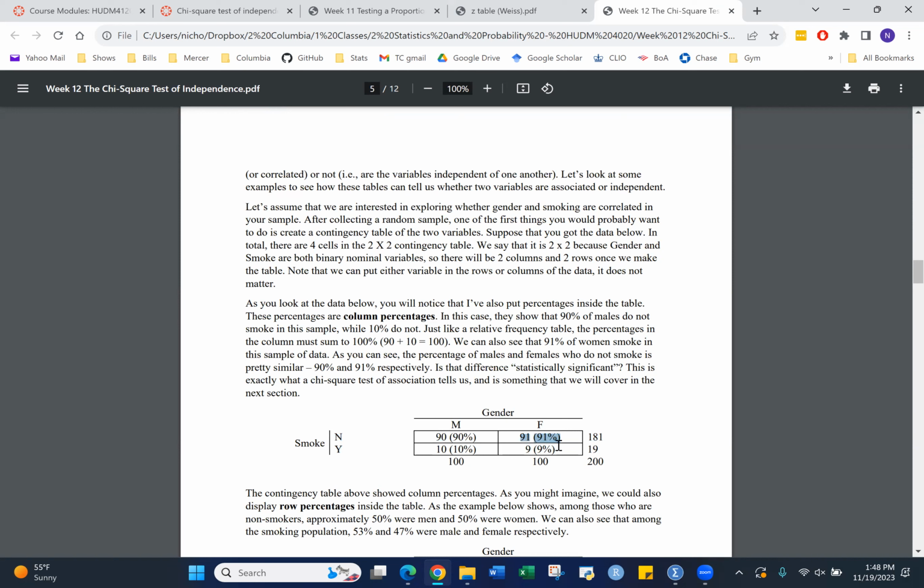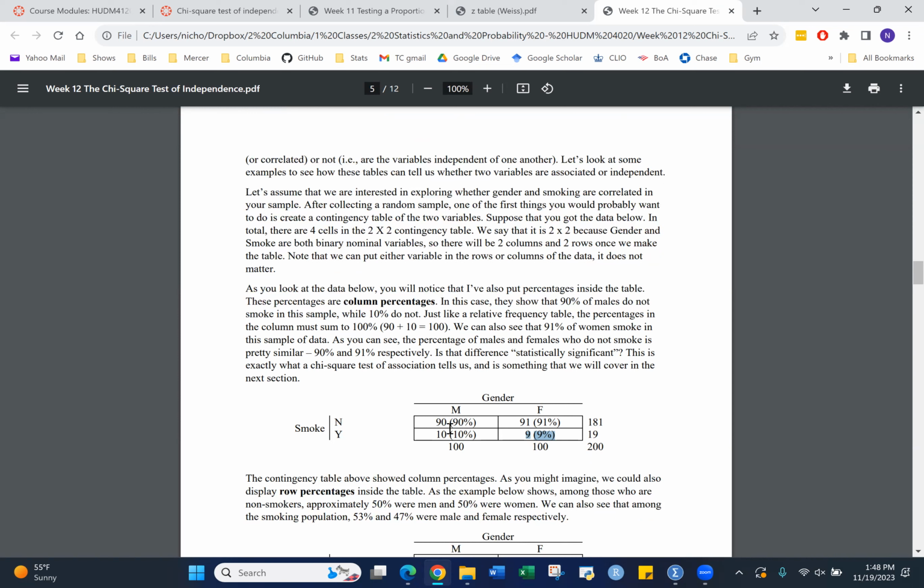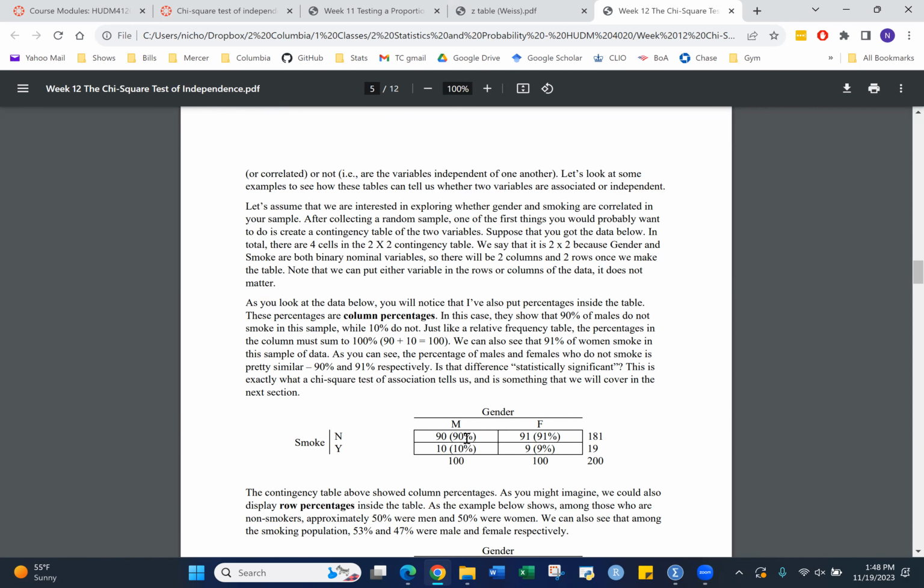Like if you've used Excel a lot, you know that Excel uses the same language, cell, to describe a particular box and the data inside that box. Now, you'll notice that I have counts here in my contingency table. So there are 90 males who do not smoke. There are 10 males who do smoke. But you'll see I've also put percentages. And you can put column percentages. And I always, by the way, recommend that you do percentages like this somehow.